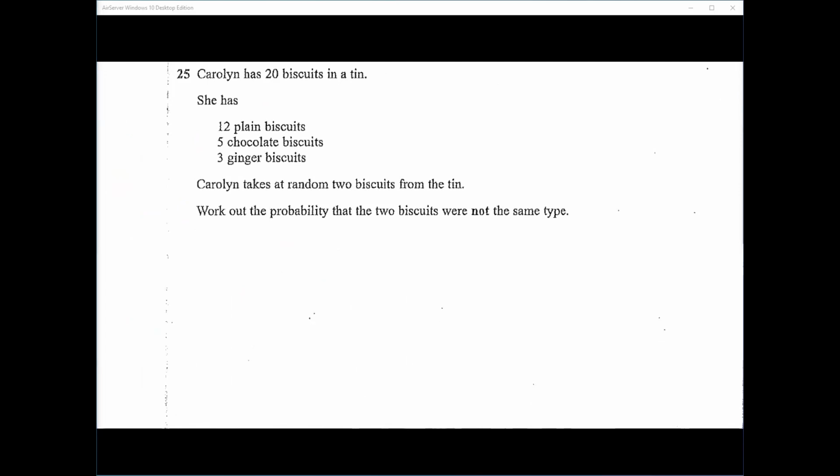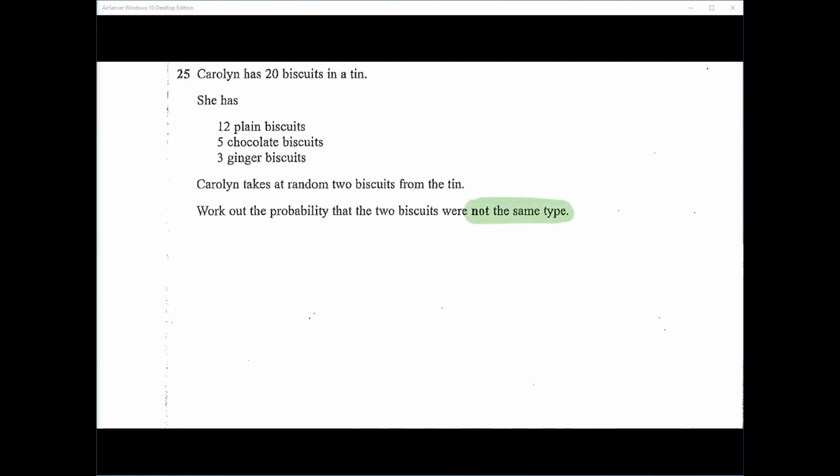Caroline has 20 biscuits in a tin. She has 13 plain biscuits, 5 chocolate ones, 3 ginger biscuits. Caroline takes at random 2 biscuits from the tin. Work out the probability that the 2 biscuits were not the same type. Okay, now, what is the key bit that we are looking at here? They're not the same type.